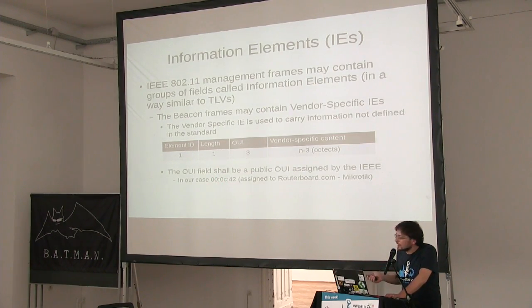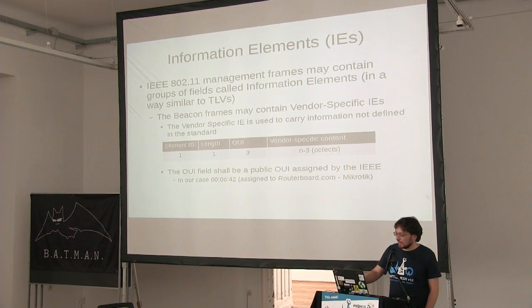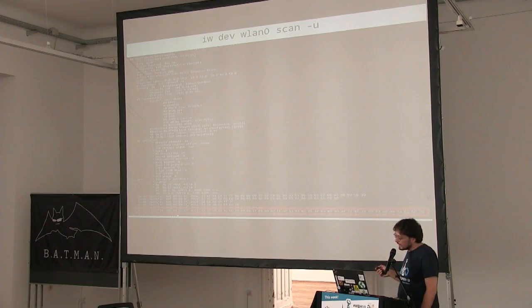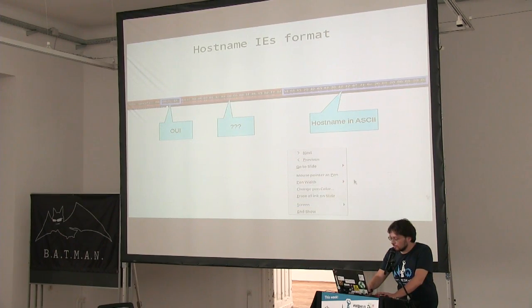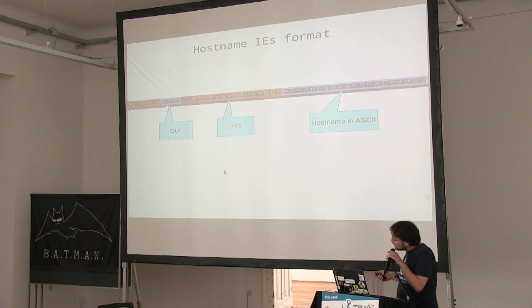So these IEs that we are scanning have this OUI, 000C42, which is the MikroTik OUI. And what else? If we do an iw dev wlan0 scan -u, we can capture the actual contents of that information element and look at it. I think it's too small. I don't know if I can zoom in. No way. Okay, so we have the OUI here, we have some stuff that I would consider just garbage, and then we have the device name in ASCII. That's all.